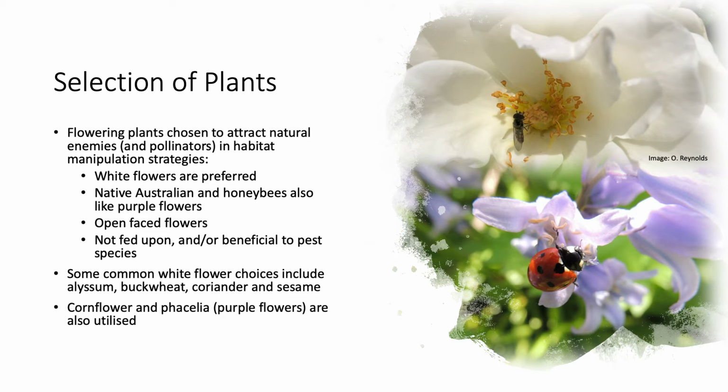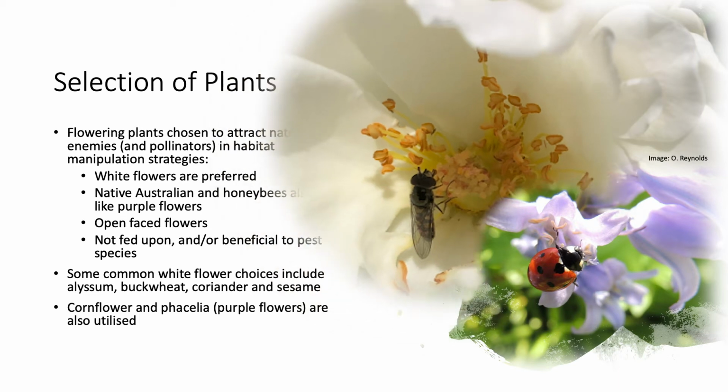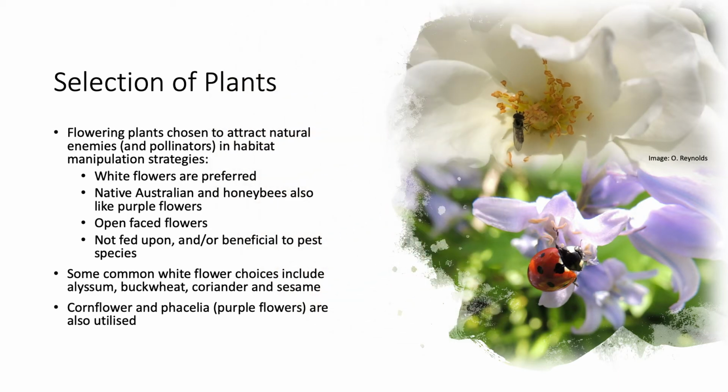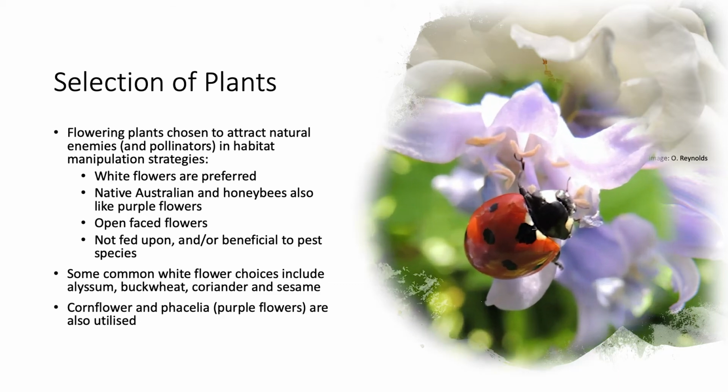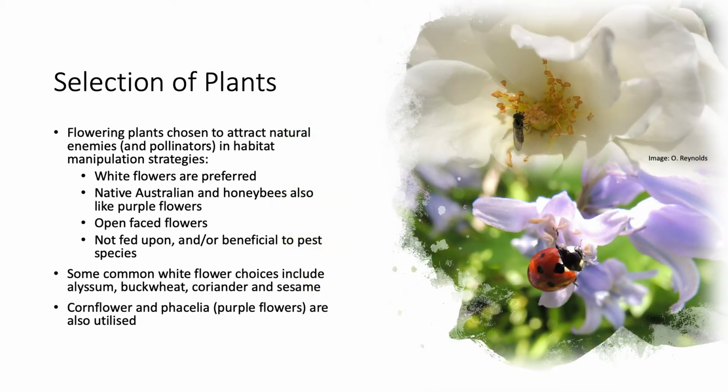Beneficial insects typically prefer white flowers, as shown in the image at the top right of your screen, a hoverfly feeding on a white rose flower. Although some of our pollinators, including honeybees and Australian native bees, such as the stingless sugarbag bee, have an innate preference for both white and blue flowers. Despite these preferences, this does not negate that natural enemies may be attracted to other coloured flowers, such as the lady beetle shown here feeding upon a purple flower at the lower right-hand corner of your screen. Natural enemies also tend to prefer open-face flowers where they can readily obtain nectar.